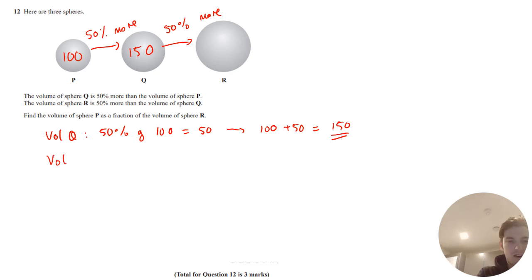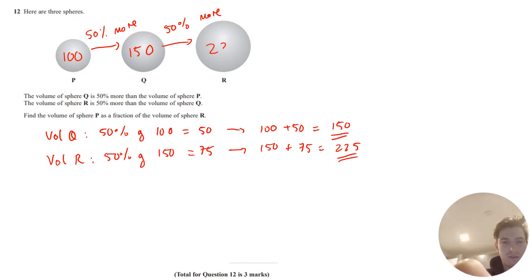Same thing for R. What's 50% of 150? Half of 150 is 75. So 150 plus 75 was 225. 225. You could have also multiplied by 1.5. That would have given you the same answer.